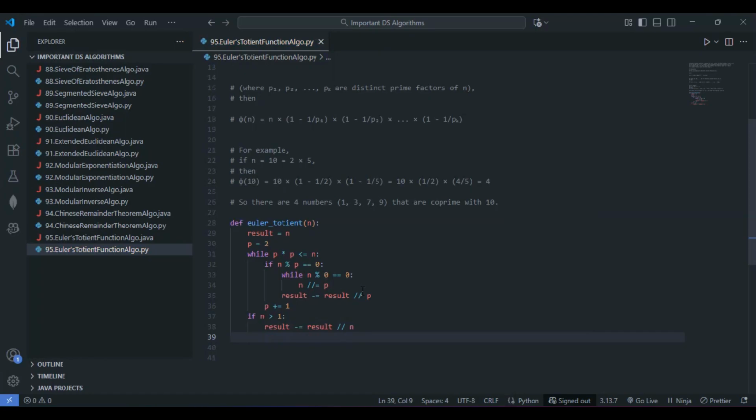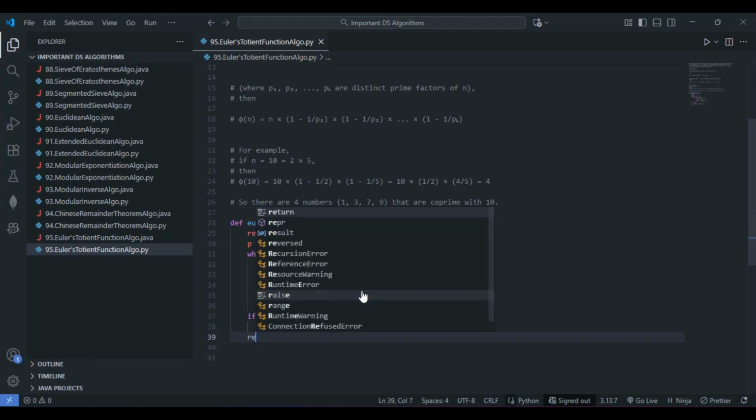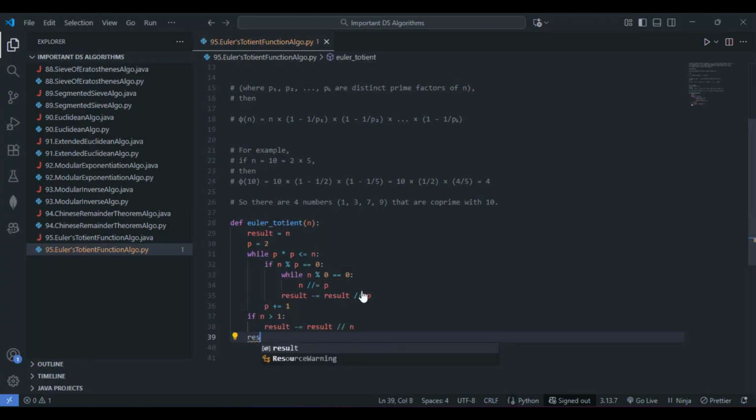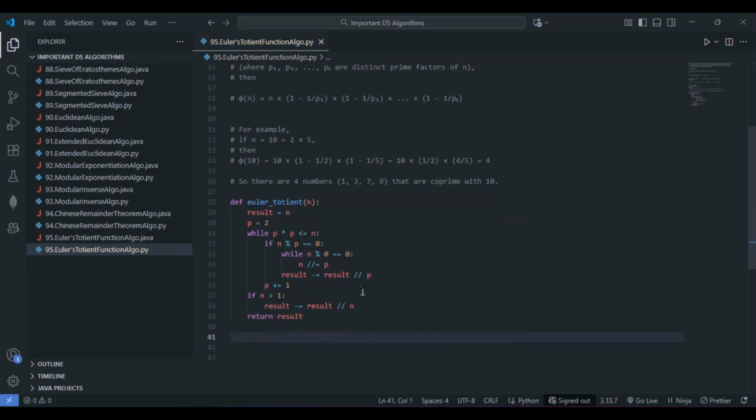The final line here is to return the final totient value, which is stored in the variable result. So let me return result. Yep, this is it for this algorithm. Very simple. Whatever we discussed in the explanation part, we have articulated exactly in the form of code. Simple.